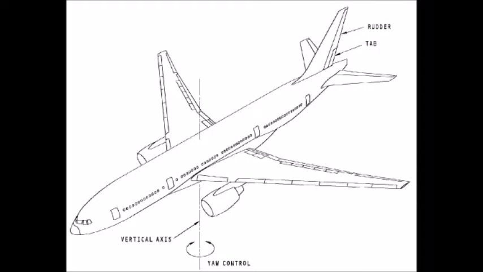Hello, I'm going to explain about the rudder control. The rudder controls the flight attitude of the airplane about the vertical axis. The rudder hinges on the rear spar of the vertical stabilizer. A rudder tab increases the effect on the rudder. The rudder tab moves further in the same direction as the rudder.